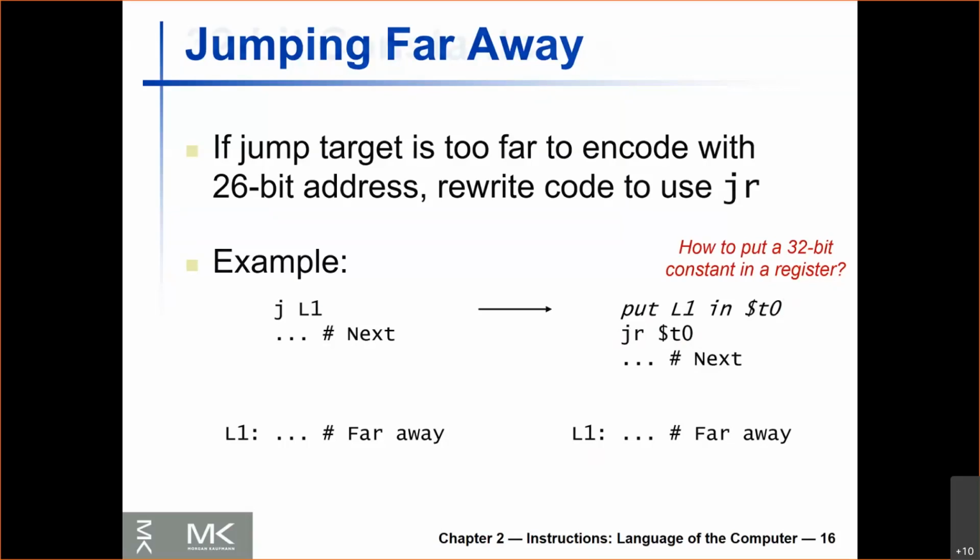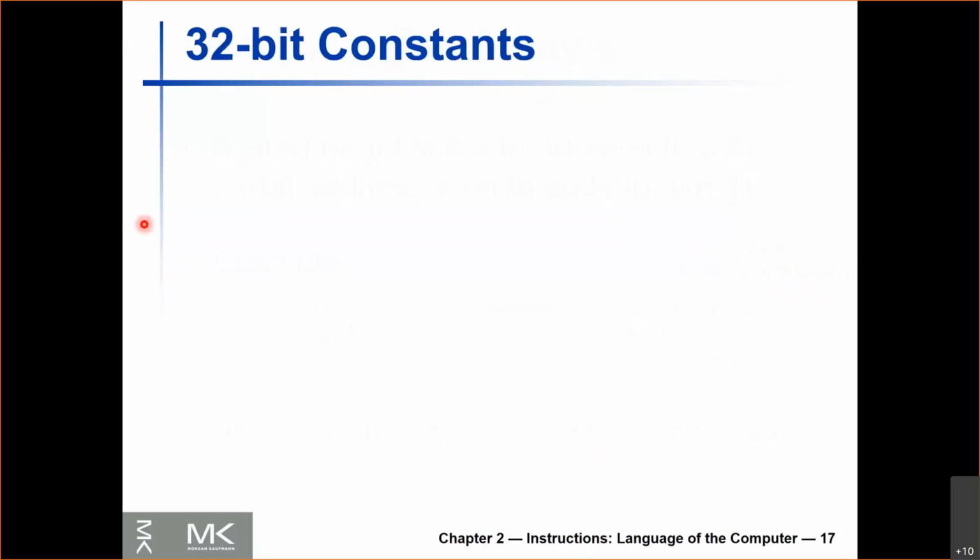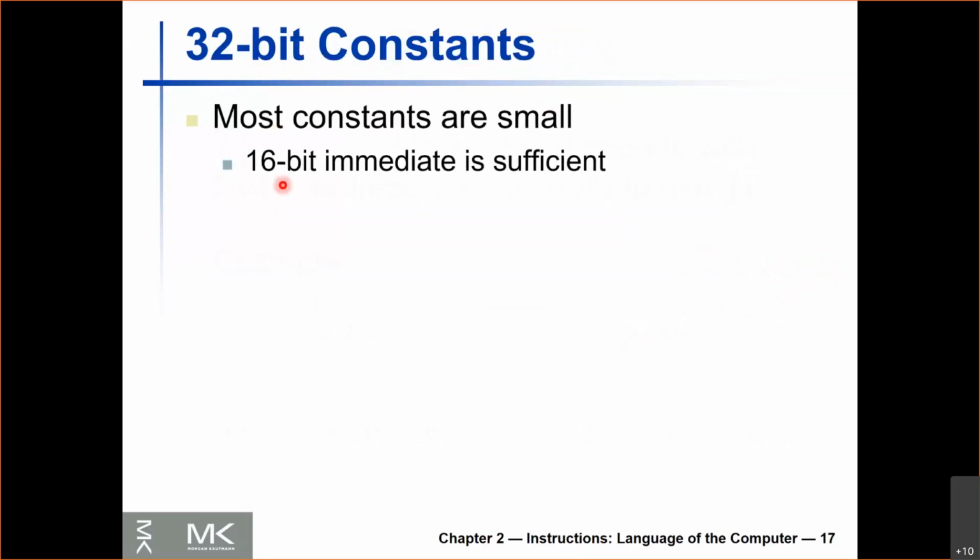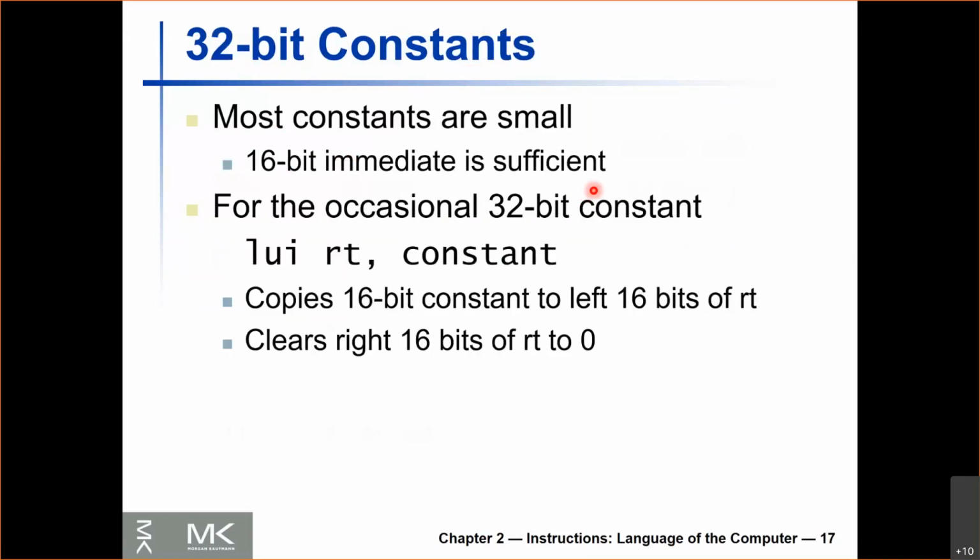And there's actually an even more efficient way of doing that. Most constants are small, so 16-bit immediates are sufficient. But in the rare case where we want a 32-bit constant, there's an instruction that helps us do that. Rather than creating a 16-bit constant, shifting it, then adding another 16-bit constant, we already have an instruction called load upper immediate that creates a 16-bit constant in the upper half of the word.